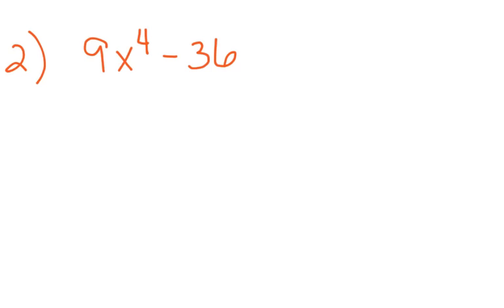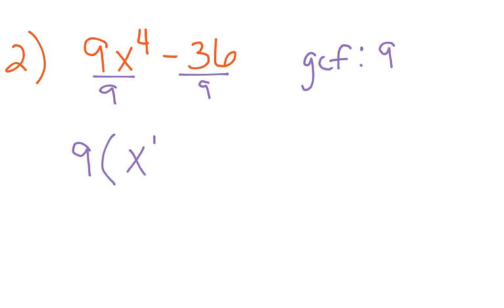All right, so one of the things that students get caught with in this is they go directly to doing square roots. But remember, we always need to check for a GCF first. And this one actually has a GCF. So my GCF between 9 and 36 is going to be 9. I can factor out a 9 from both of these terms in my binomial. So I factor out 9, I am left with x to the 4th. 36 divided by 9 is minus 4.